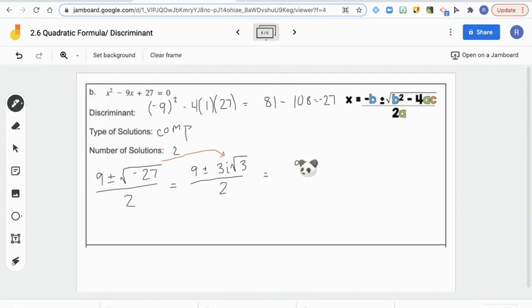All right, let's keep going with this, though. We now have 9 halves plus or minus 3i over 2 times the square root of 3. Here's going to be our solution. Now notice there's going to be 2 of them, one from the plus, one from the minus, and they're going to be complex solutions because we have this i right here. Okay, so a couple of really important steps. Make sure you're finding your discriminant, figuring out what kind of solutions, and then go through that quadratic formula to actually find them.